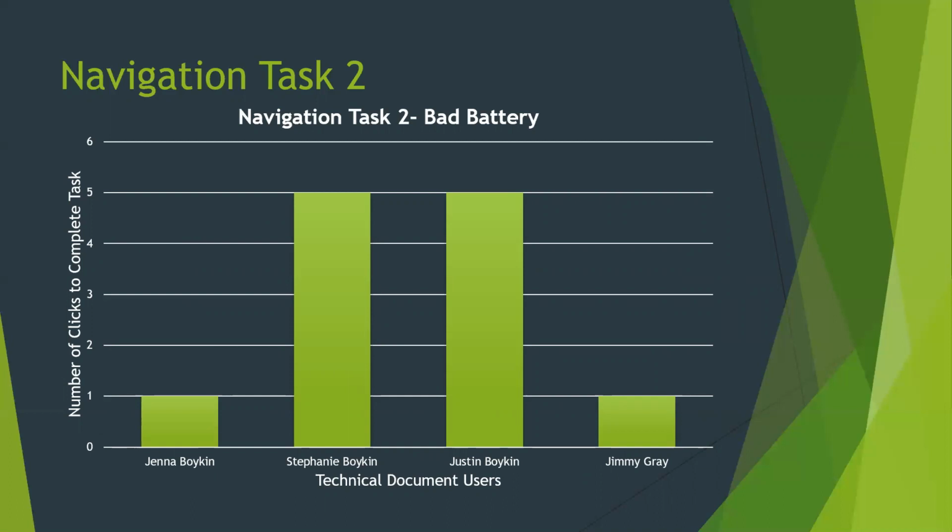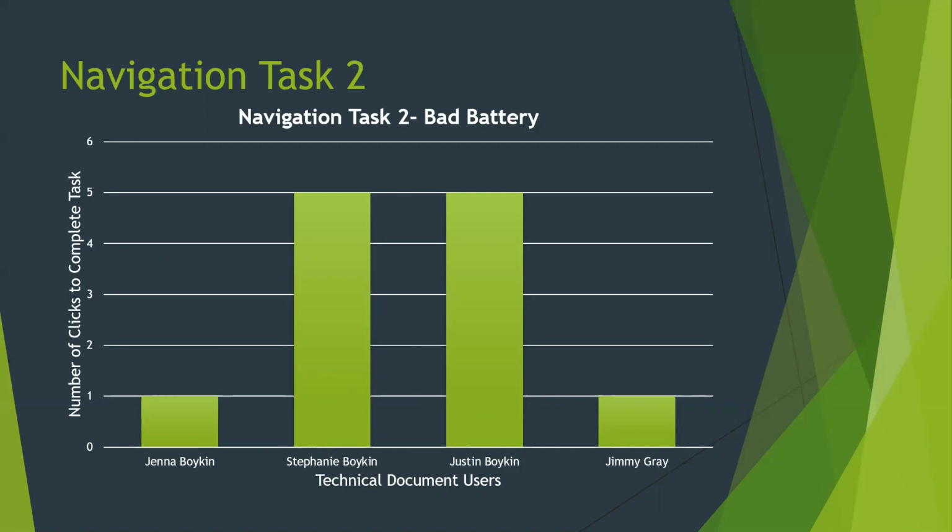My second task was to find on the site a solution Android has for conserving the battery life on your phone. As you can see, the data was not as smooth as the first task. Stephanie and Justin Boykin took 5 clicks to complete their task. The path Justin took was performance, usability enhancements, digital well-being, privacy, and then dark theme, the correct answer.